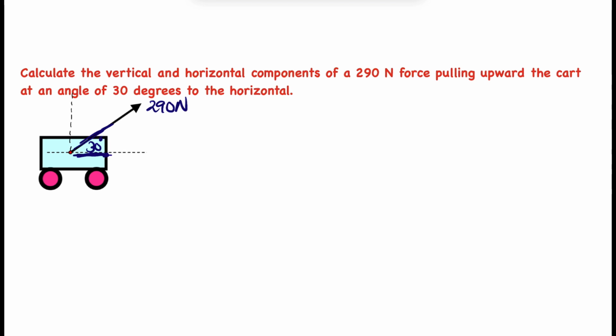Now it's very important to know what your components will be there. You have your Fx going to the right in that way, and then you have your Fy upwards like that. Calculating the horizontal component, your Fx is F cos theta, and then it's going to be 290 cos, what is the angle? It's 30. 290 cos 30.